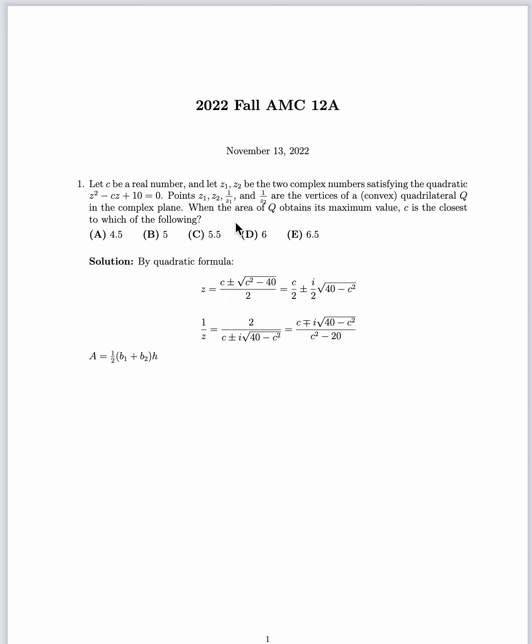And what about the numerator part? No, not the numerator part, but the real part. The real part is only going to be affecting the height of the trapezoid, not the bases of the trapezoid. So we can just write this as one half times, well, what is base 1? Let's say base 1 is the longer side. So base 1 can be visualized as 2 times the square root of 40 minus c squared.